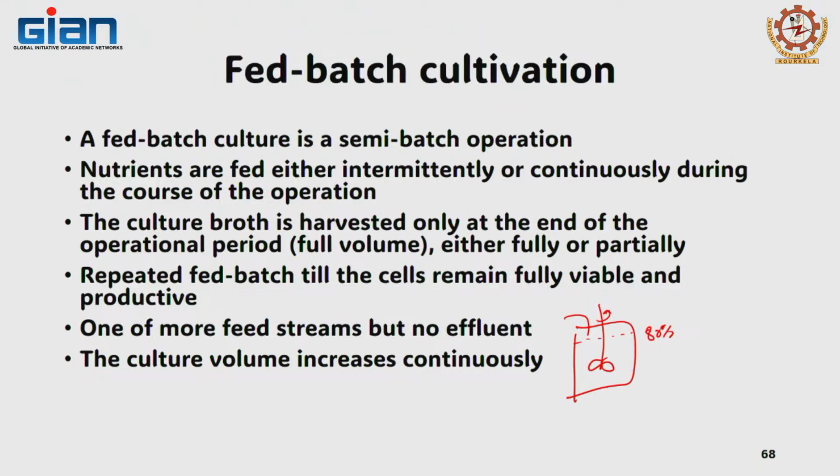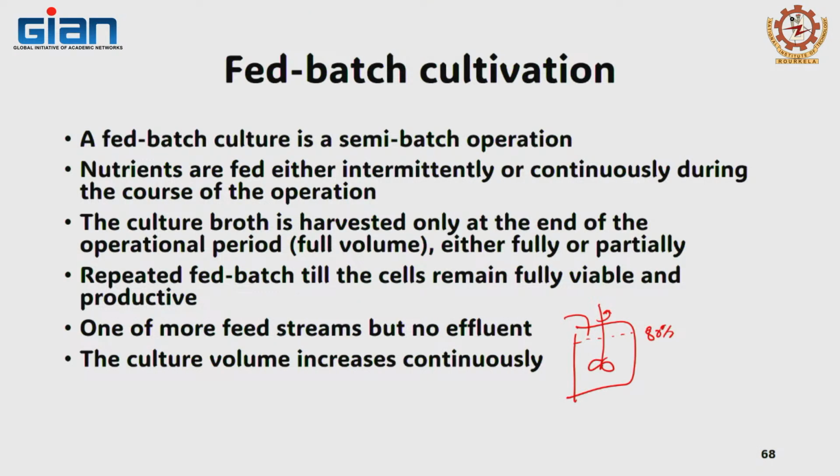So, nutrients, the culture broth is harvested only at the end of the operational period once we have reached the full volume, either fully or partially. Once it has reached the volume, I can remove the cell cultures and then I can restart. So, repeated fed batch till the cells remain fully viable and productive. So, we can keep on repeating it.